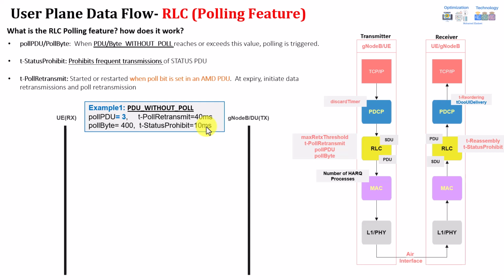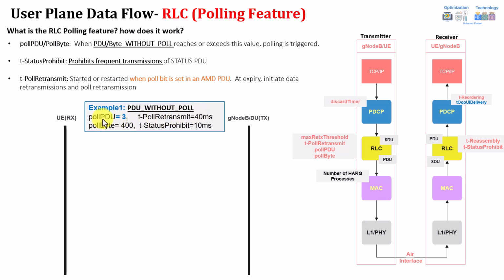Then after a few milliseconds, 2 milliseconds, the sender again sends another one. So in this case, the receiver will not send any feedback until this timer expires. And this is used to ensure that there is not an excessive number of reports being sent from the receiver to the transmitter. Now let's see an example.